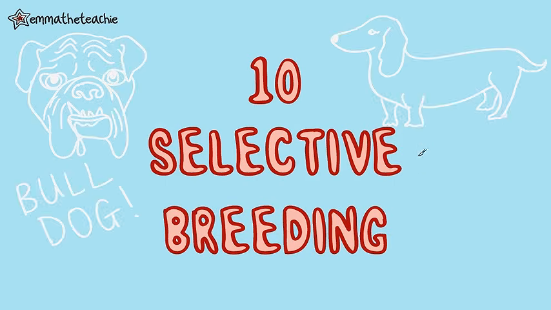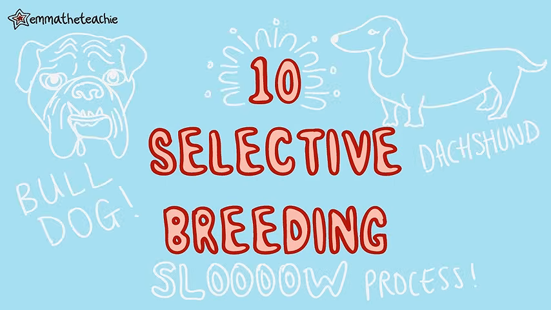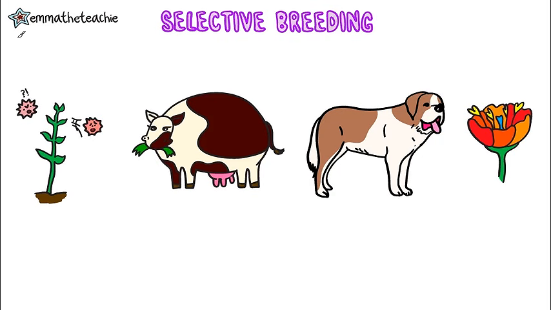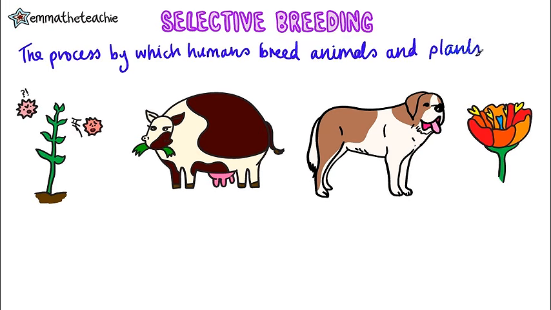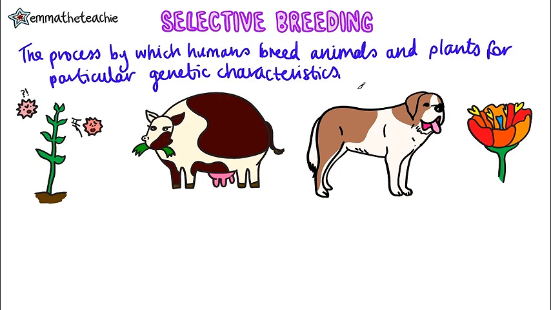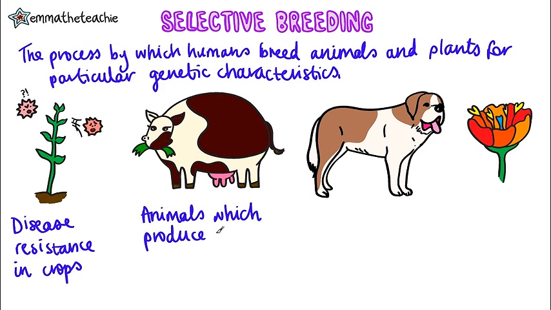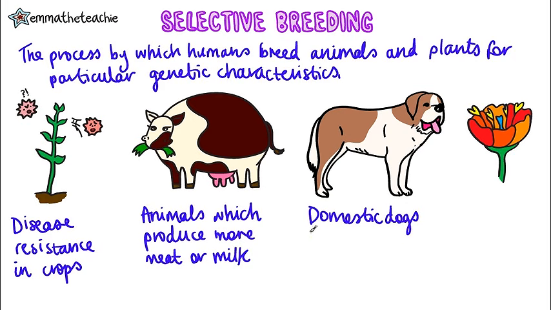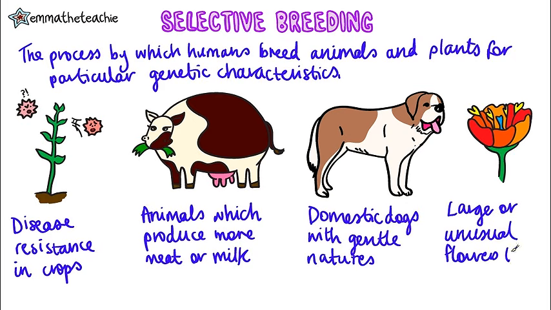10. Selective breeding. Selective breeding is the process by which humans breed animals and plants for particular genetic characteristics. There are 4 examples in the specification to learn. First, we've got disease resistance in crops, animals which produce more meat or milk, domestic dogs with gentle natures, and large or unusual flowers that will sell well.